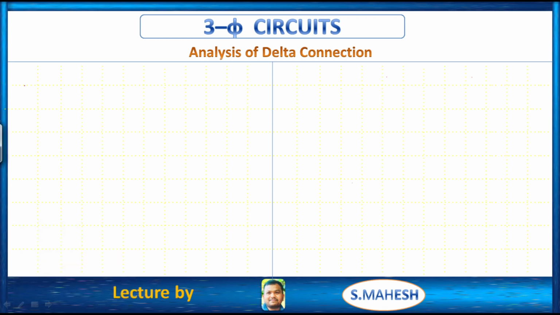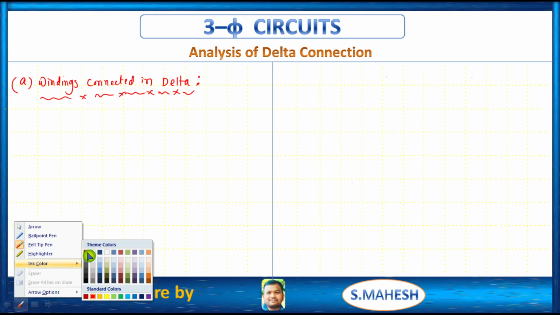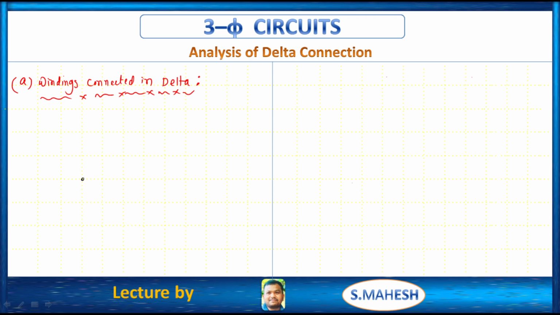First we have to discuss how the three phase windings are connected in delta, same as in the case of star connection, in the alternator, right? Because the source of energy is nothing but a three phase alternator. This is another winding, this is another winding, right? Let us say this is R phase, this is Y, this is B.